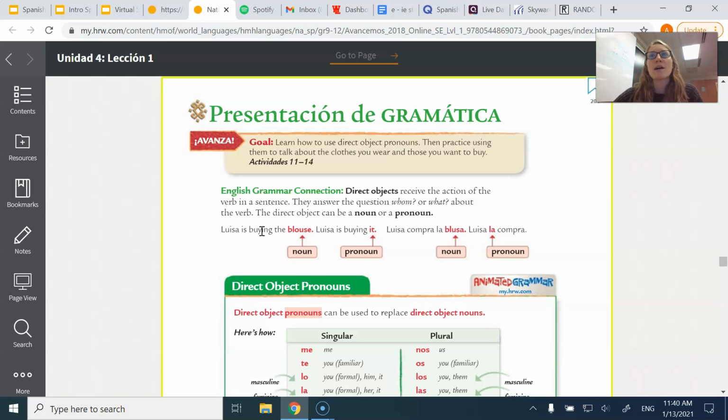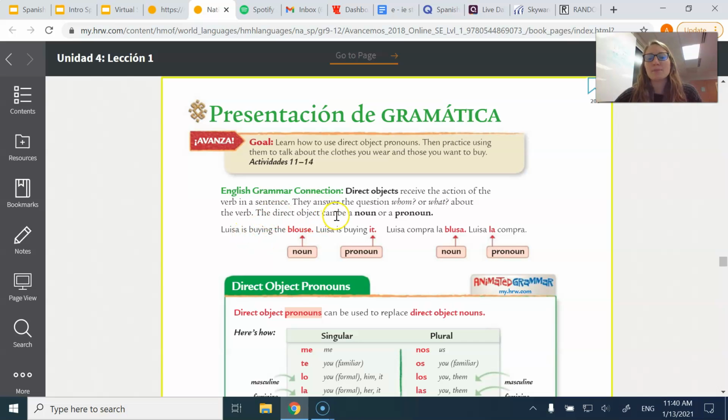Another example could be, I am walking the dog. The dog is going to be my direct object. So you can also think, what am I walking? The dog. Okay? I am washing the dishes. The dishes is the direct object, or are the direct objects, because I am washing them. Okay? So it's receiving the action. It says direct objects answer the question whom or what about the verb. So I'm washing what? The dishes. Luisa is buying what? The blouse.